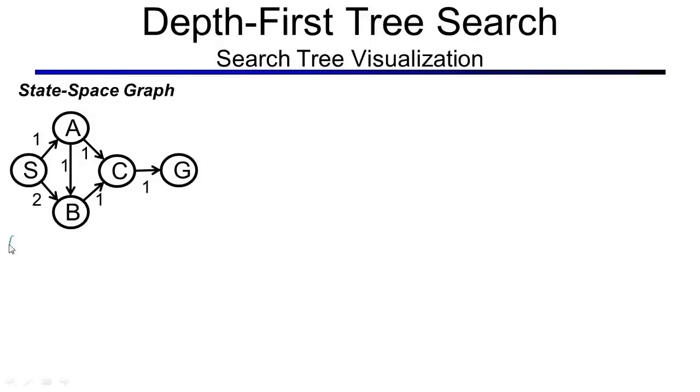Here's our state space graph, which defines our search problem. We even have costs annotated on the edges, but remember, for depth-first search, they will not play a role. They're essentially just distractors for now. We have a start state, which is denoted by S, and a single goal state denoted by G.